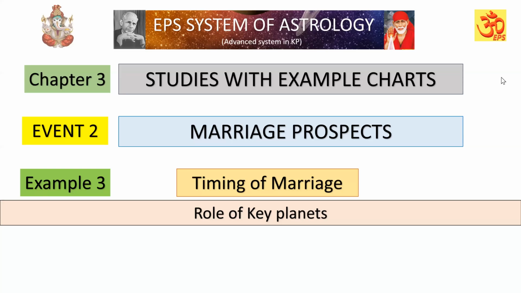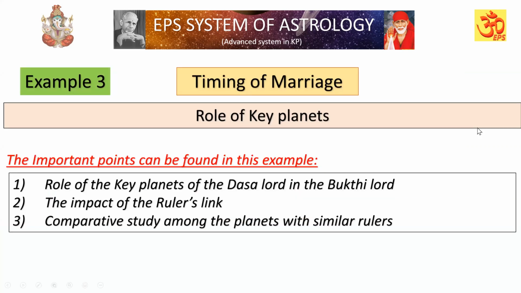Example number 3, timing of marriage. Role of key planets is the key point. Apart from that, we will find some other important points in this example. What is the role of the key planets of the Dasa Lord in the Bhukti Lord? That is going to be there in all the cases. But here, specifically, we can find these key planets playing a role in the Bhukti Lord.